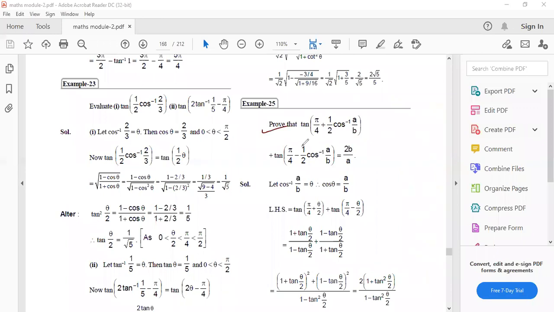The same kind of question you can see here. Prove that this plus this is 2b upon a. Again, a simple question. Call this much as theta. Tan of pi by 4. So the expression will be tan of pi by 4 plus theta by 2. Yes or no? And what will be the expansion of this for the first expression? And cos inverse a by b is called as theta. So will cos theta be equal to a by b?